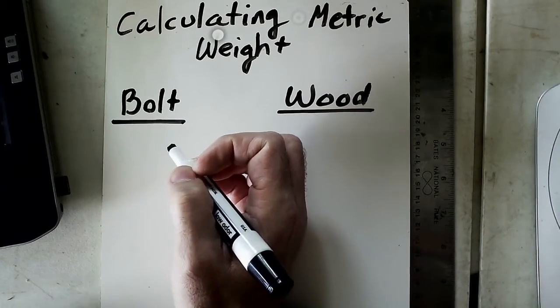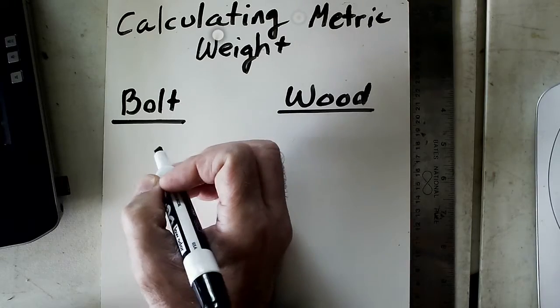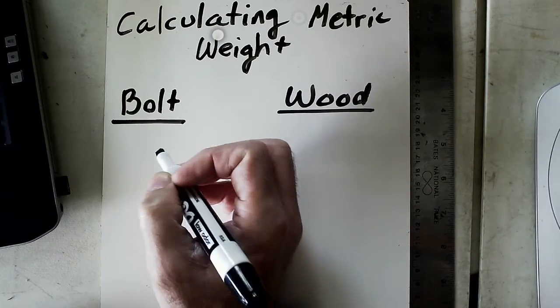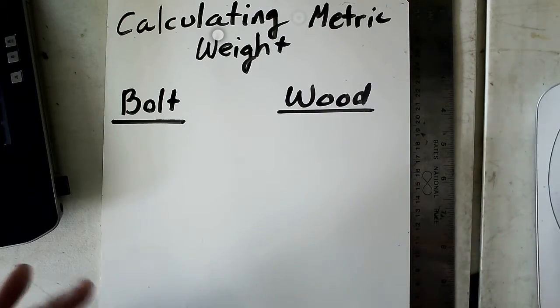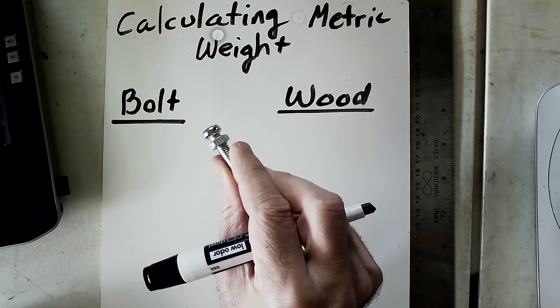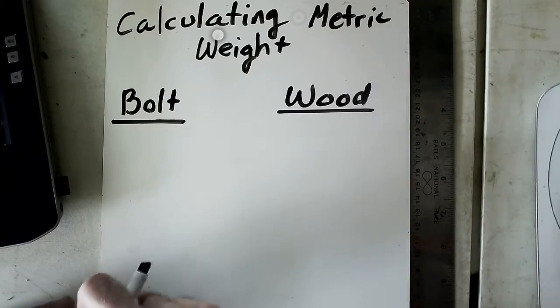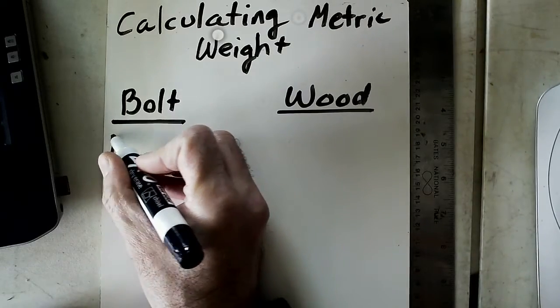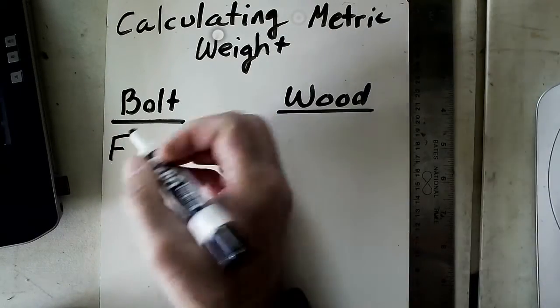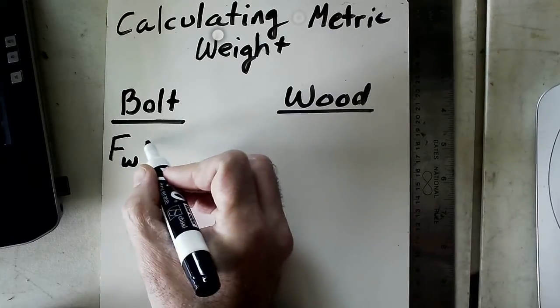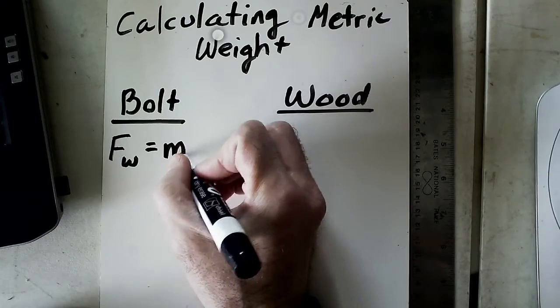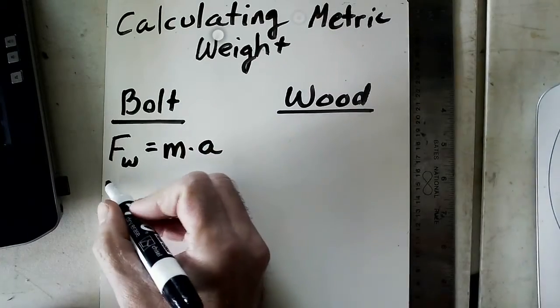So in order to calculate weight in the metric system, weight is all dependent on gravity. Depending on where you are, something is going to weigh a different weight. Like on the moon, this is going to weigh less than it does here on Earth because the gravity is different. So in order to calculate metric weight, you need the force equation. So force, and for this one we're going to put W for weight, equals mass times acceleration.